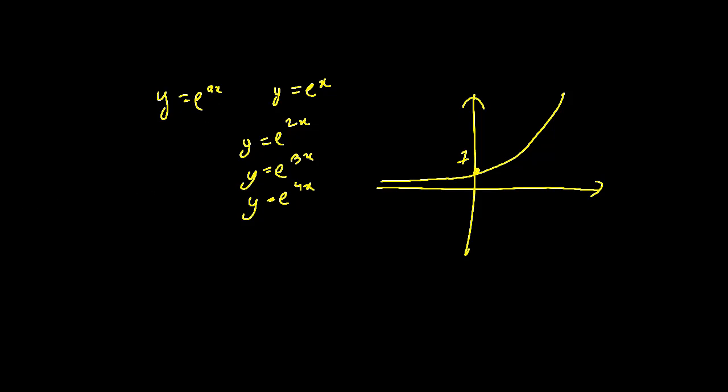So when we have e to the power 2x, then this is e to the power 3x, then this is e to the power 4x. What happens? It straightens a bit, it becomes straighter, but when we sketch it, it is not possible to show this slight change. So we're going to stick to the sketch of y equals e to the power x.